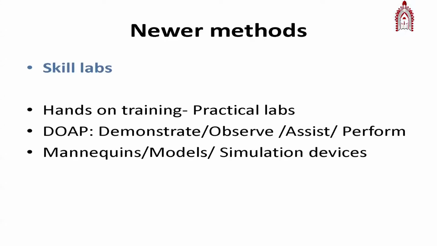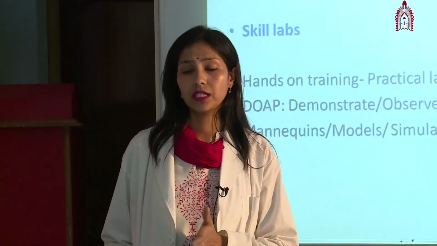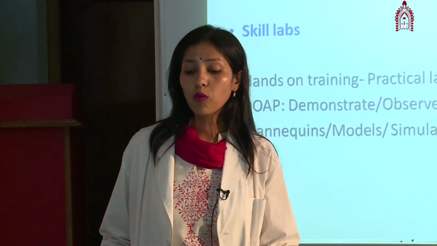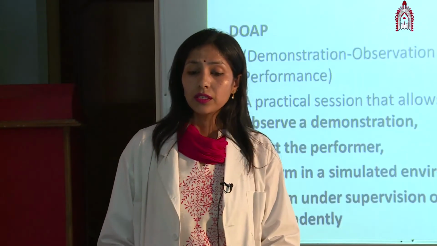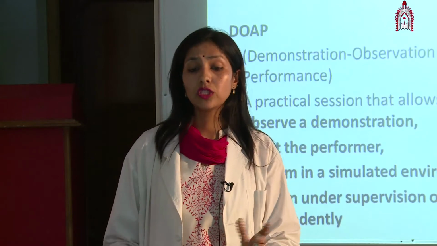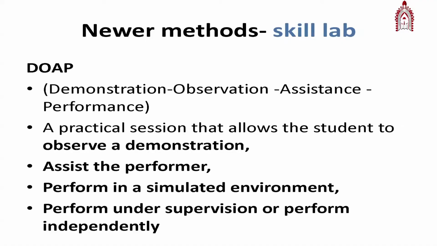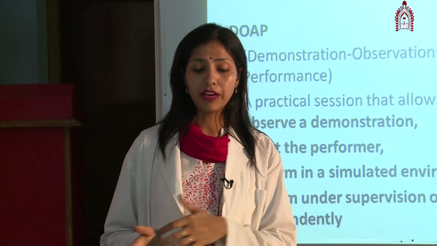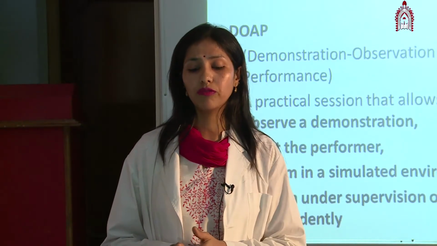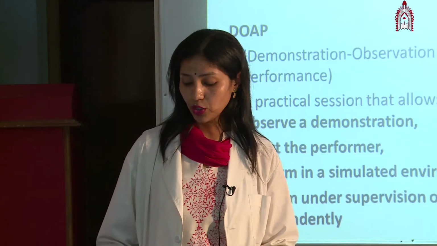Then comes the newer method, skill labs. Skill lab hands-on training is done in the practical lab, and what we are doing is we demonstrate, we observe, we assist and perform. So, mannequins and model simulation devices are used for it. This is just a repetition: what is DOPE? DOPE is demonstration, a practical session that allows a student to observe a demonstration, assist the performer, and perform in a simulated environment, and finally perform under supervision or perform independently. That is called the DOPE model.